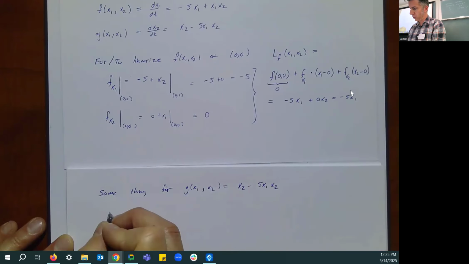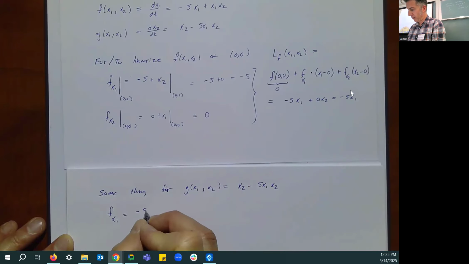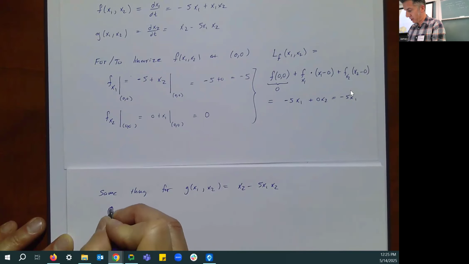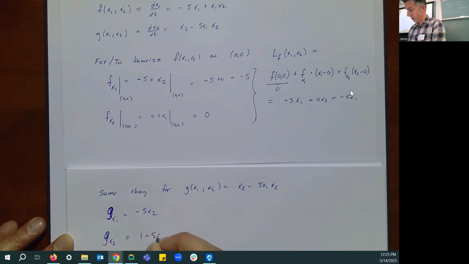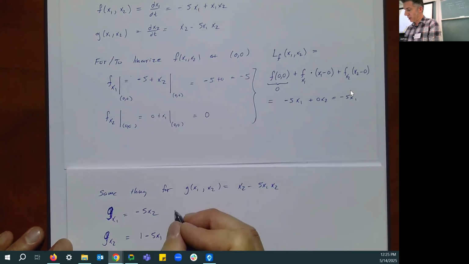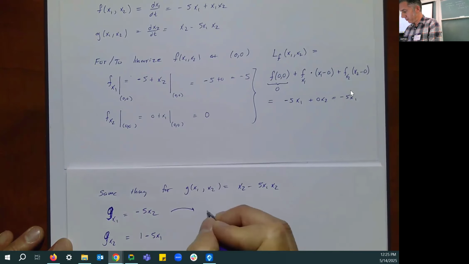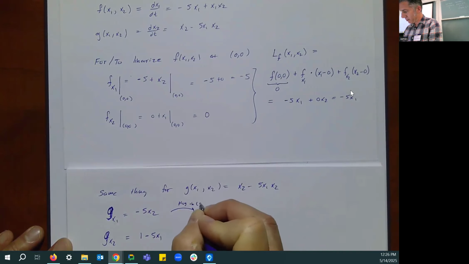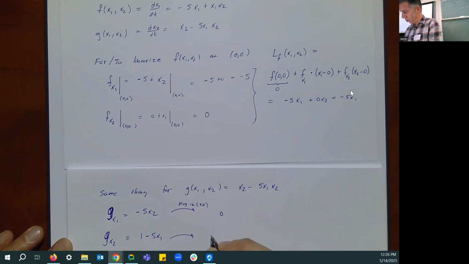So our partial with respect to x1 is going to equal -5x2. Sorry, I wrote f, I meant to write g there. Our partial of g with respect to x1 is -5x2. Our partial of g with respect to x2 is 1 minus 5x1. And if we plug in 0, 0, we're going to get 0, and we're going to get 1. So those are our slopes in the x and y direction of the g surface.